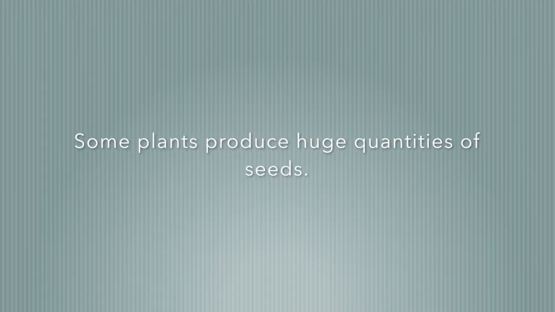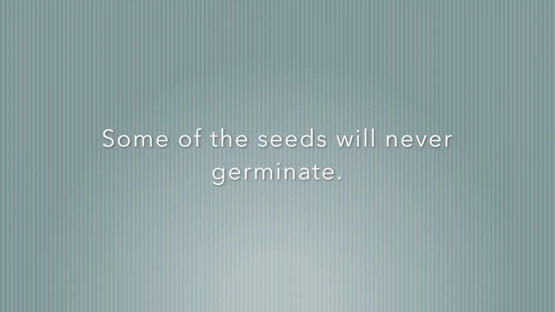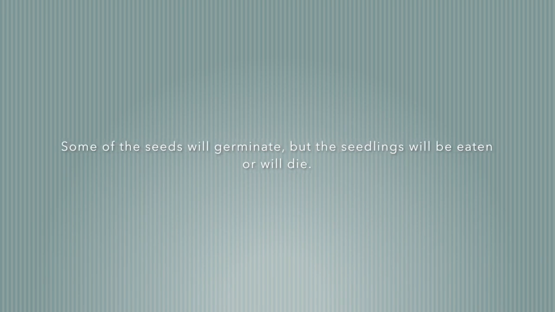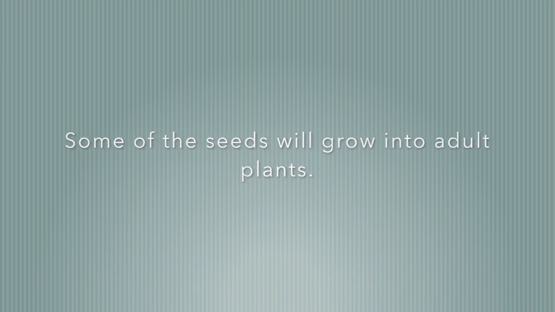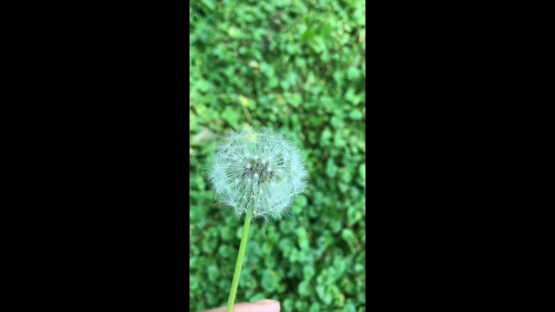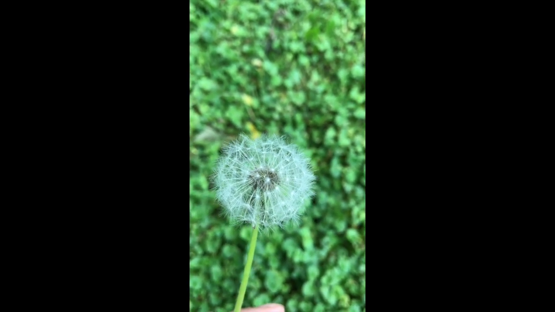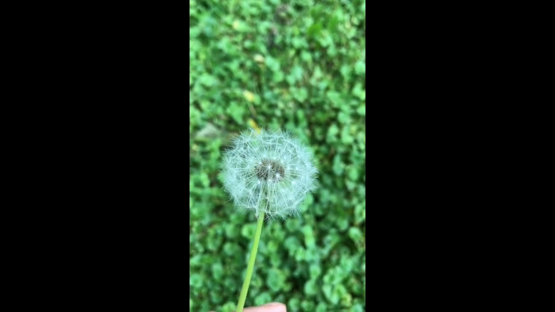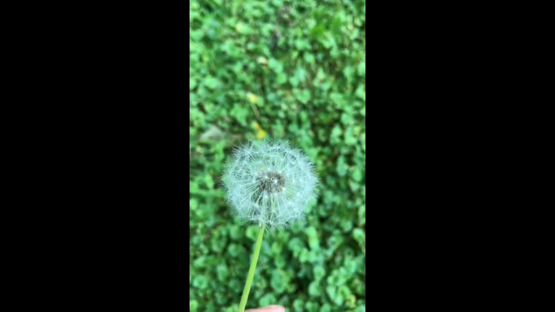Some plants produce huge quantities of seeds. Some of the seeds will never germinate. Some of the seeds will germinate, but the seedlings will be eaten or will die. Some of the seeds will grow into adult plants. You might have seen other plants before that use this strategy of creating large numbers of seeds, like dandelions do. Just a couple of weeks ago, my yard was covered in dandelion seed heads with dozens of tiny seeds blowing away on parachutes from each plant.